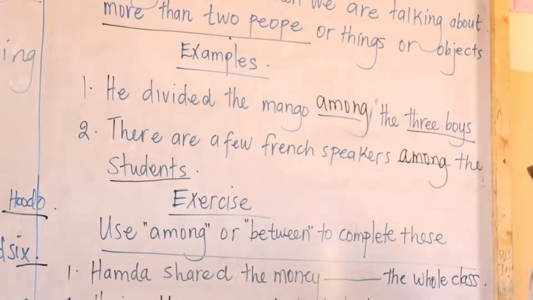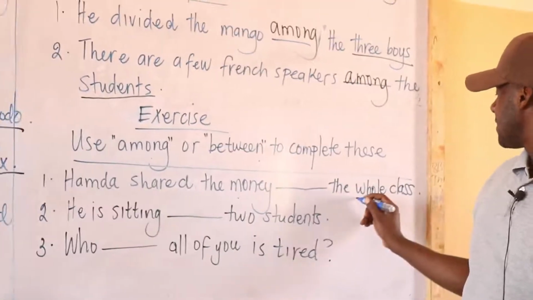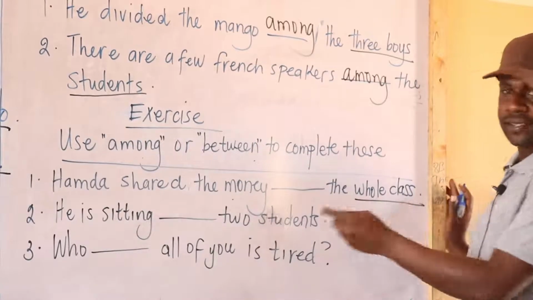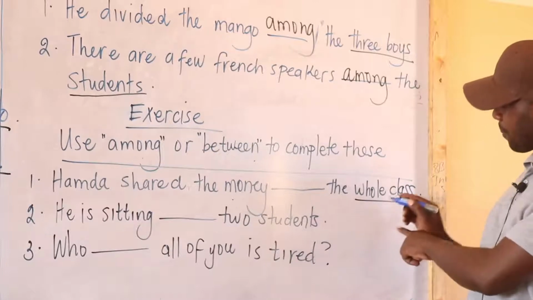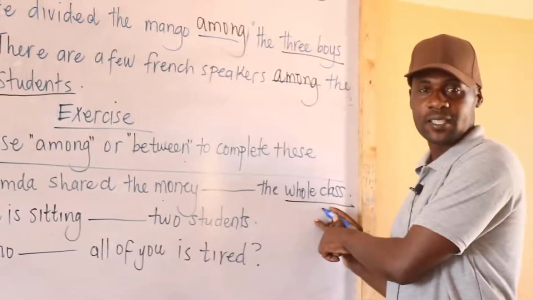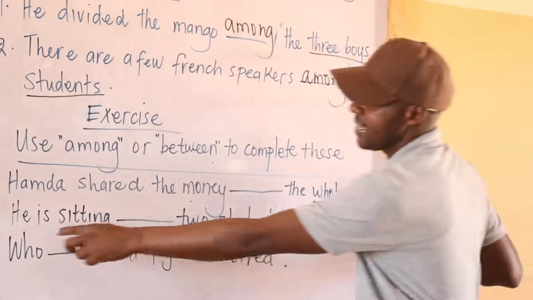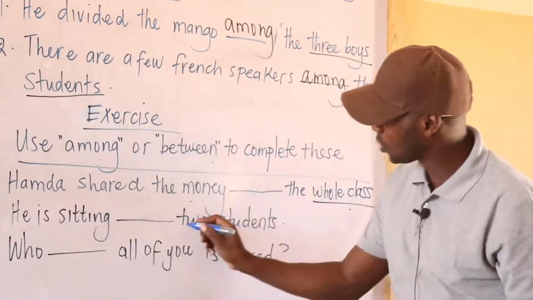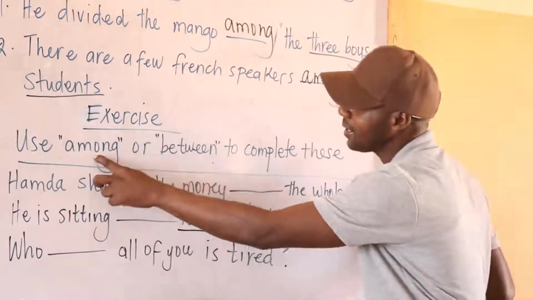Now, here is an exercise. I want you to use among or between to complete these 3 sentences. Hamda shared the money dash the whole class. Whole class. Okay? So it is this one which will help you to know whether we are supposed to use between or among. He is sitting dash two students. Is it among or between?